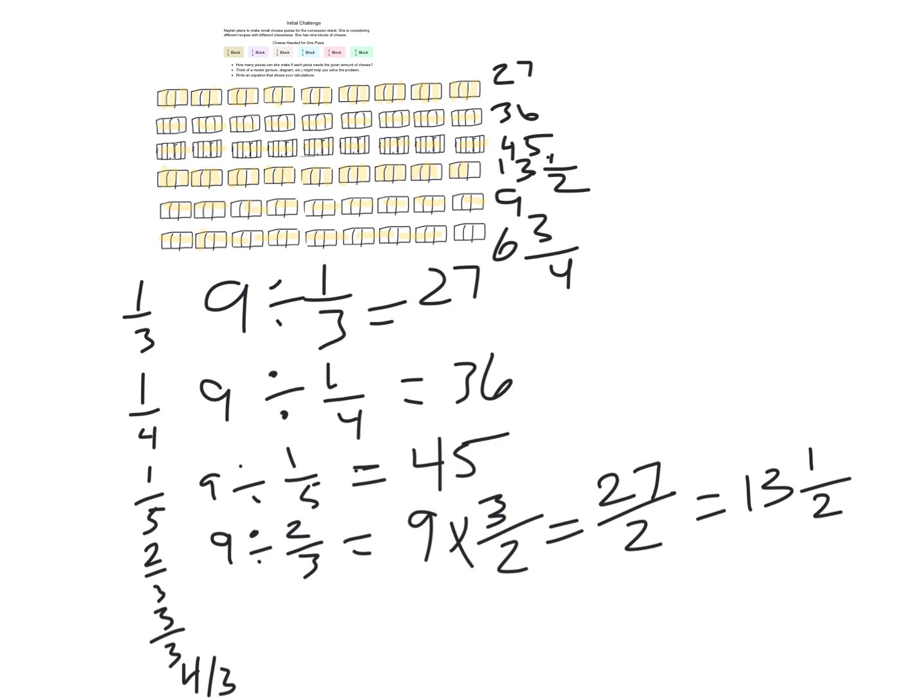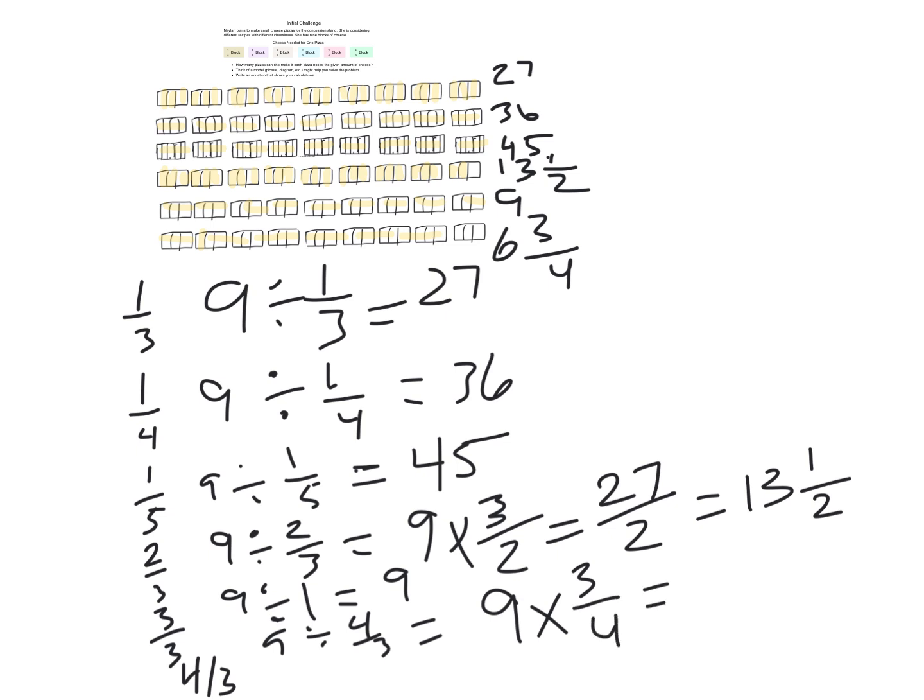3/3 is the same as 1 whole, so 9 divided by 1 equals 9. And 4/3, 9 divided by 4/3 is the same as 9 times 3/4, which is 27/4. And that would be 6, because 4 times 6 is 24, and then 3/4 remaining. All right, let's move on to the next section.